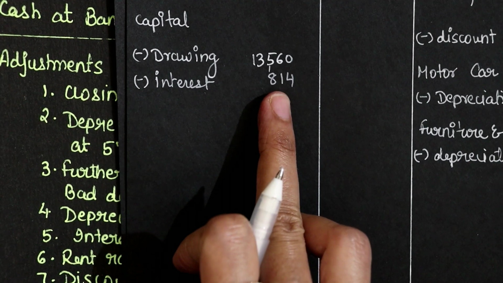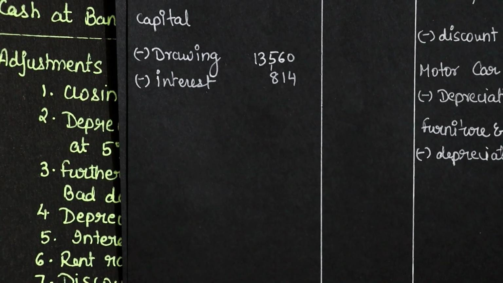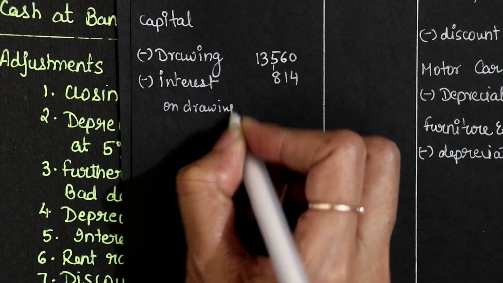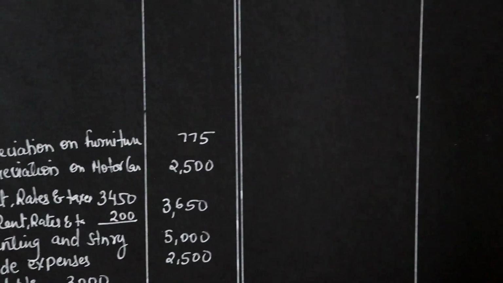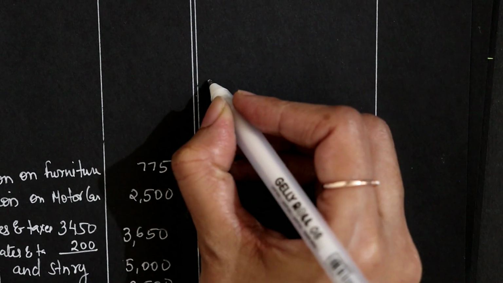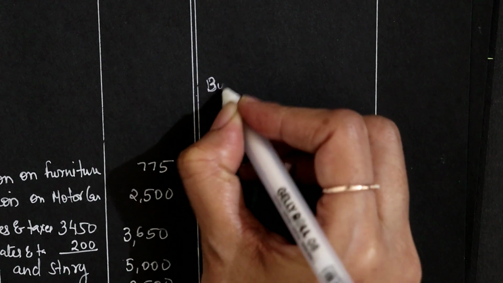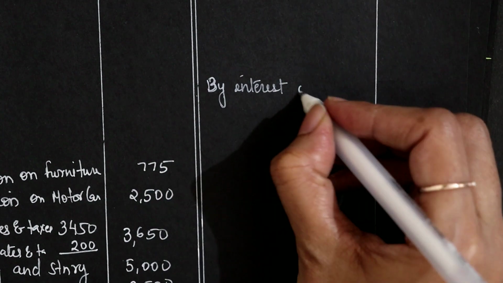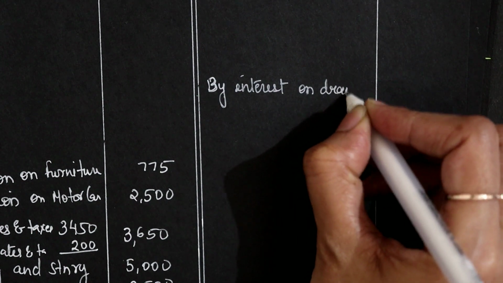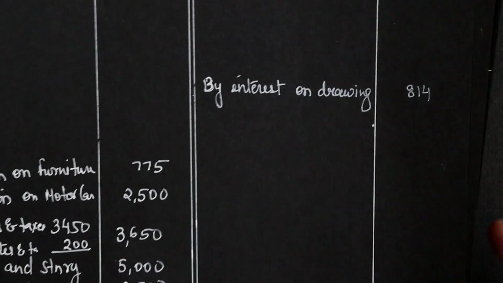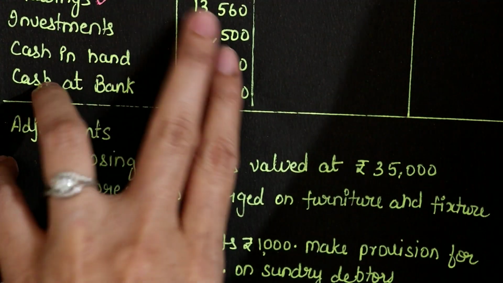We'll show this effect on the credit side of the profit and loss account because interest on drawings is an income to the firm. So this is the credit side of the profit and loss account. We will write here by interest on drawings, 814. So the adjustment for drawings is also done.